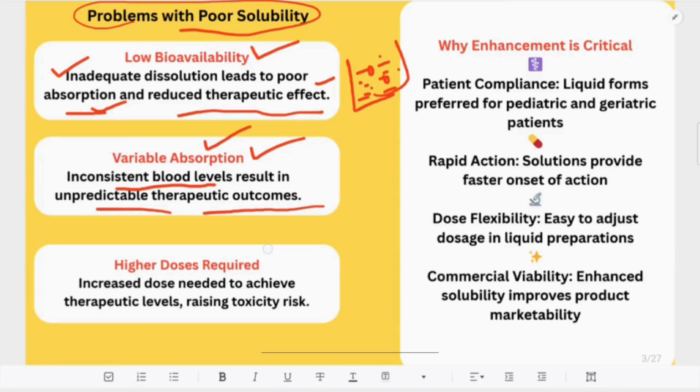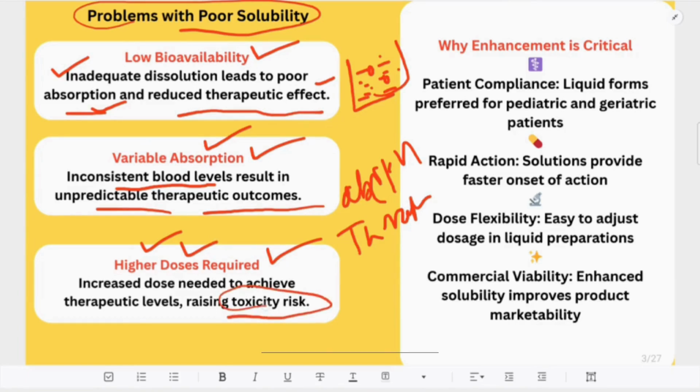Then higher doses are required. If there is no proper absorption, then we cannot expect a good therapeutic effect. So because of that, there is a need for administration of more and more doses. That is, higher doses are required. That again is a risk of toxicity or adverse effect on the body.